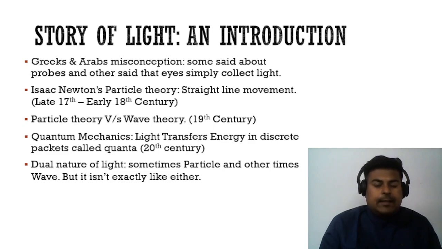But in the 19th century, scientists proved the particle theory wrong and said that light shows an interference pattern and behaves like a wave, and then gave the wave theory. But in the 20th century, it was believed that light transfers energy in small and discrete packets called quanta, and quantum mechanics came into the picture. At the end we concluded that light has a dual nature. But today we'll study about the particle nature of light.